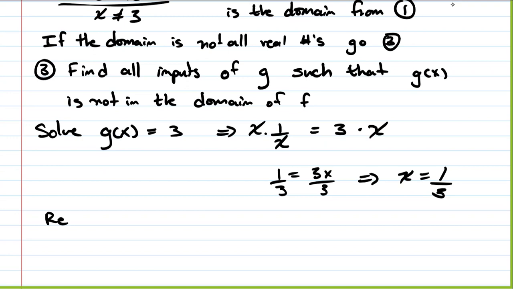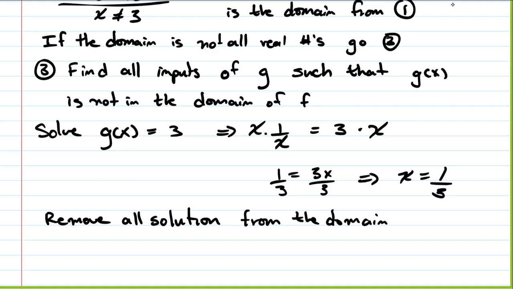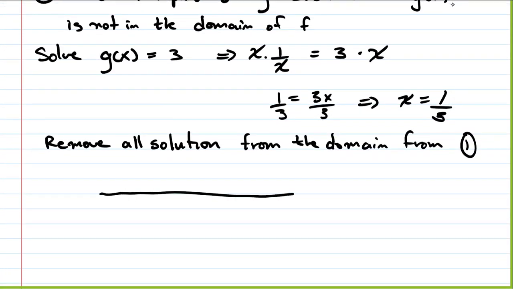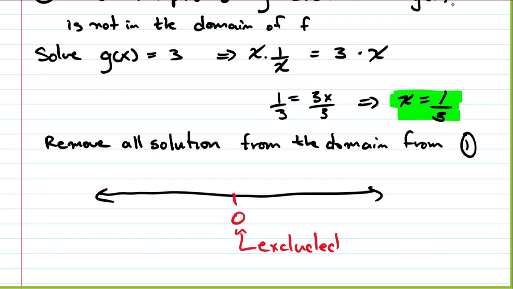Then we remove all solutions from the domain from step 1. So our domain in step 1, if we did it on the number line, is we had the number 0 in the middle that was already excluded. And now we also have to remove the value we just found. In this case, there's only one of them. So we remove the value of 1/3 as well.